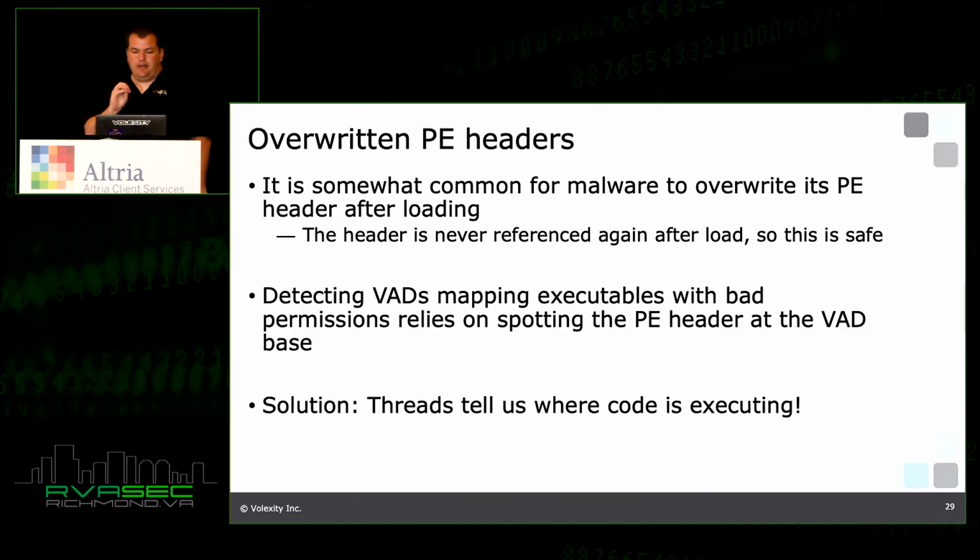What the malware wants to do is make it where your AV or your EDR can't just parse that PE on the live machine and figure out that it's malicious. So what a lot of malware is going to do is overwrite their PE headers. Thankfully, we're not limited by what we can look at in memory. So instead of relying on the VADs, we're going to look at threads, because that tells us what executes.